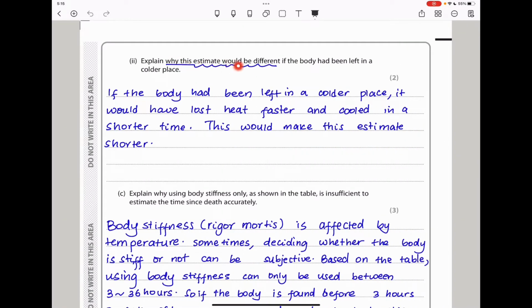Explain why this estimate would be different if the body had been left in a colder place. This is self-explanatory, because if the body had been left in a colder place, the heat loss would have been faster, and the cooling time would be shorter. That would be because the body is losing heat to the environment due to a lower ambient temperature within the environment. So this will make the estimate shorter than the calculated value.